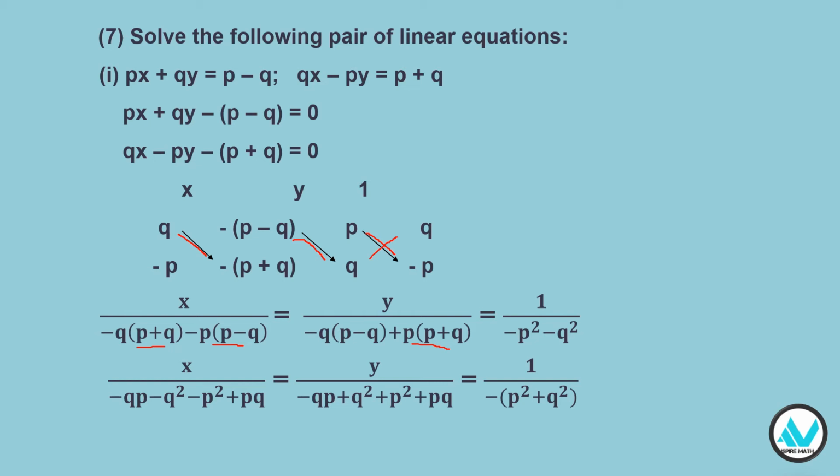So x by minus qp minus q square minus p square plus pq equal to y by minus qp plus q square plus p square plus pq, and equal to 1 by minus of p square plus q square, because I've taken the minus outside. And one more thing, I can cancel minus qp and plus qp here. Again, here also I can cancel minus qp and plus qp. So let us see what we get.